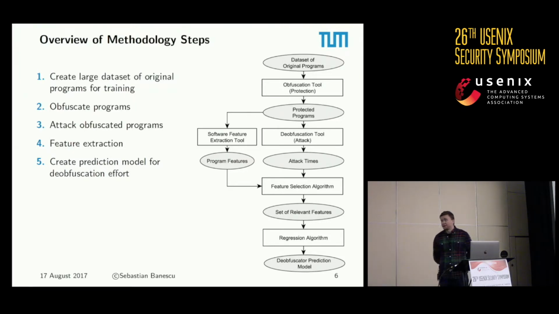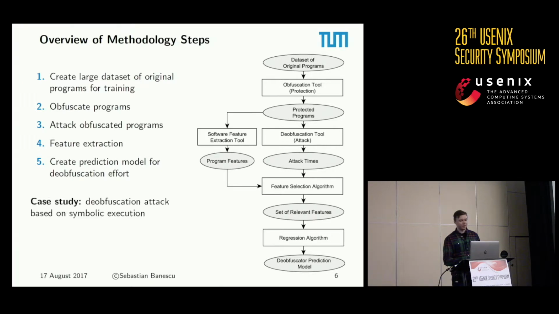We propose a methodology consisting of 5 steps. This methodology is generic, and the first step is to create a large data set of programs that are used for training. Afterwards, we obfuscate these programs, and we attack them using an automated deobfuscation attack. We also extract the features from these obfuscated programs, and using the features and the time needed for the deobfuscation attack, we create the prediction models needed for the obfuscation effort. We instantiate this methodology on the obfuscation attack based on symbolic execution, which we presented in a previous paper.